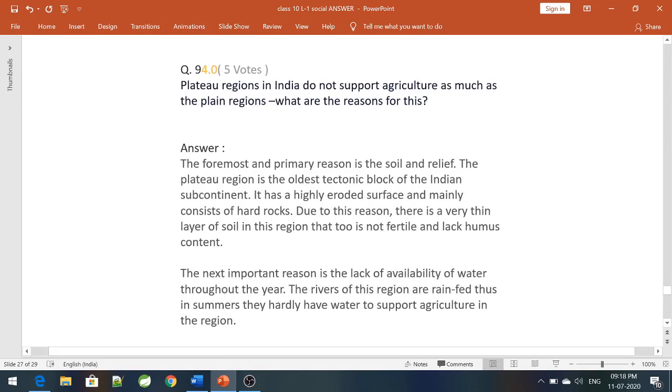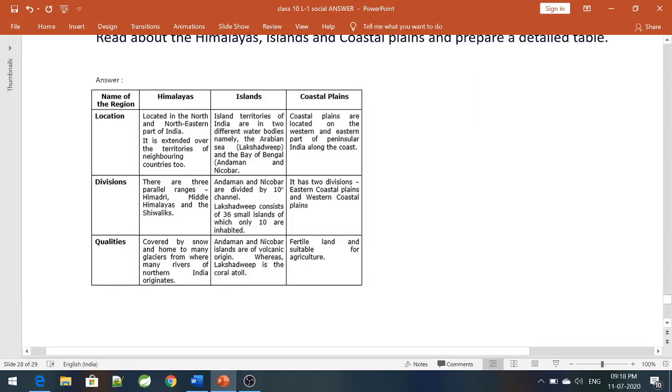This is the ninth question. Plateau regions in India do not support agriculture as much as the plain region. What are the reasons for this? So these are the reasons. The foremost and primary reason is the soil and relief. It is the oldest tectonic block of the Indian subcontinent. Due to this reason, there is a very thin layer of soil in this region. That too is not fertile and lacks humus content. The next important reason is lack of availability of water throughout the year. The rivers of this region are rain-fed. Thus, in summer, they hardly have water to support agriculture in this region.